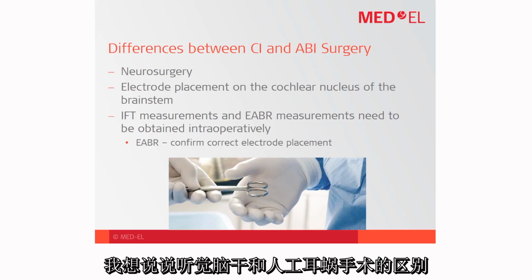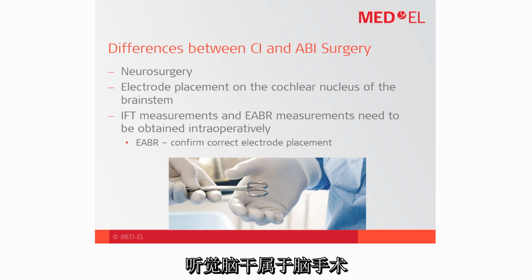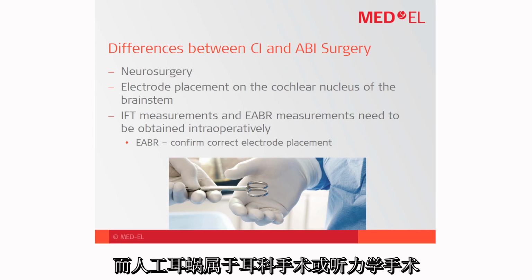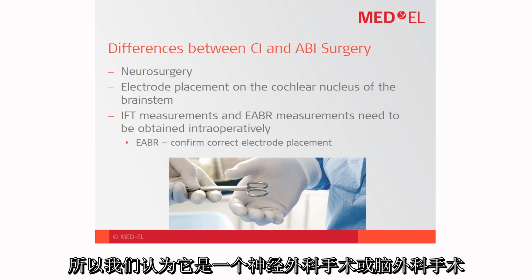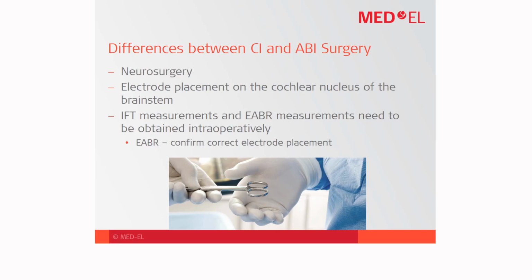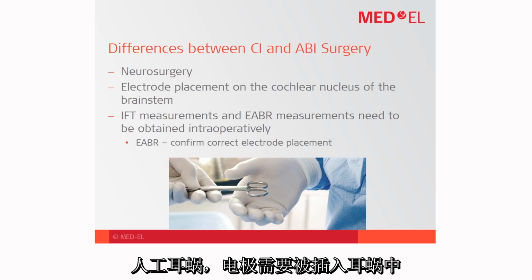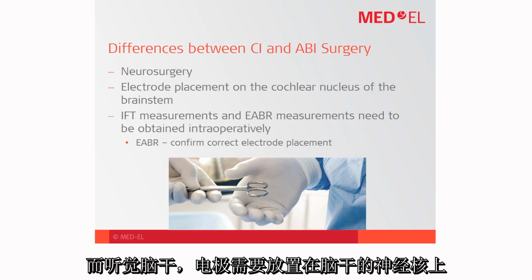Now let's talk about surgery. I want to start with the differences between CI and ABI surgery. Now, ABI surgery is brain surgery, whereas cochlear implantation is ear surgery or otologic surgery. Auditory brainstem implantation, since you place the electrode on the brainstem, is considered neurosurgery or brain surgery. Also, with a CI, the electrode is inserted into the cochlea. For an ABI, the electrode is placed on the cochlear nucleus of the brainstem.